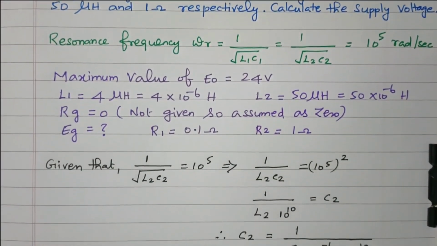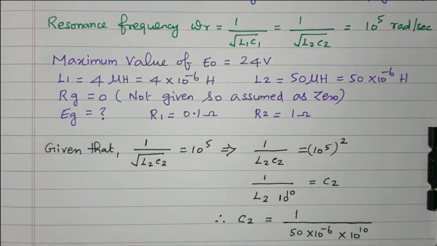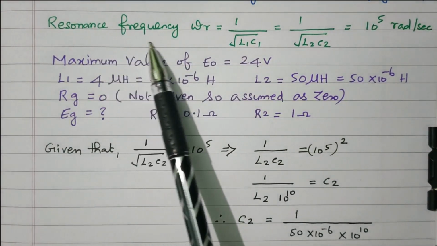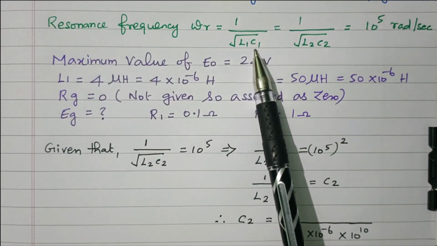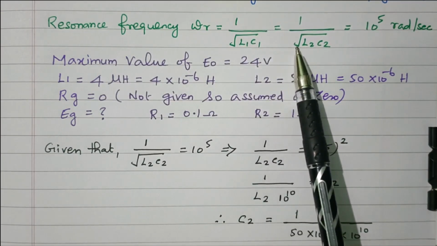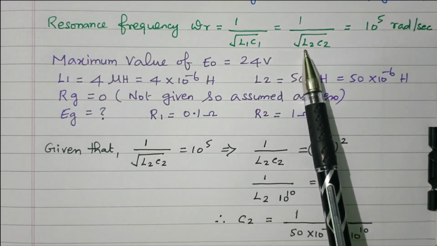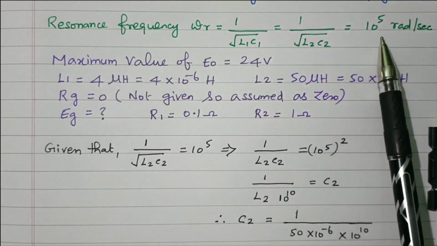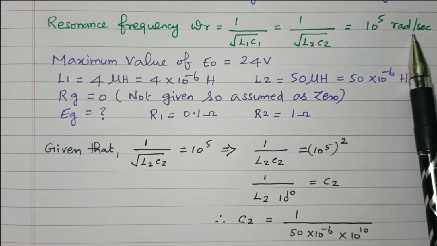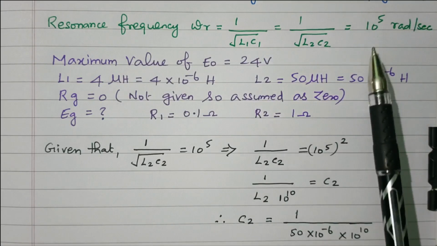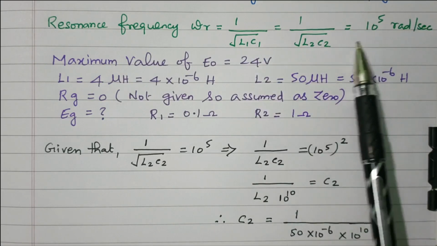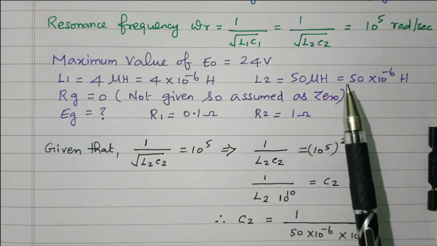The resonant frequency is given for both the primary as well as the secondary side. Resonant frequency omega is equal to 1 divided by square root of L1 C1 for the primary circuit, that is equal to 1 divided by square root of L2 C2, and that is equal to 10 to the power 5 radian per second. So this data is available. Both are tuned at the same frequency, so we can use this expression to find the variables.